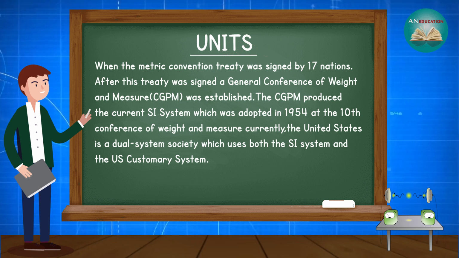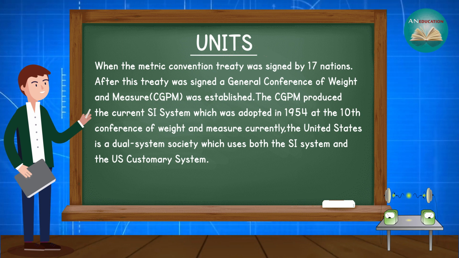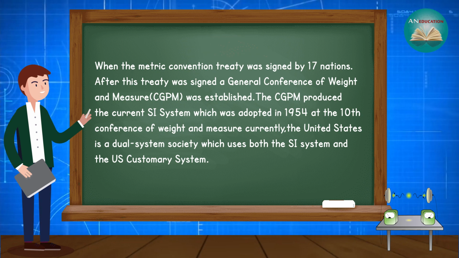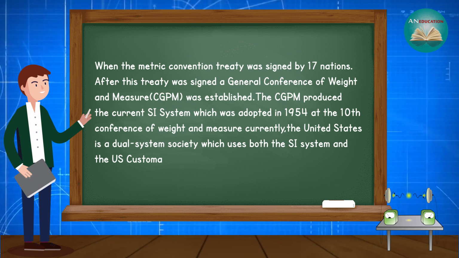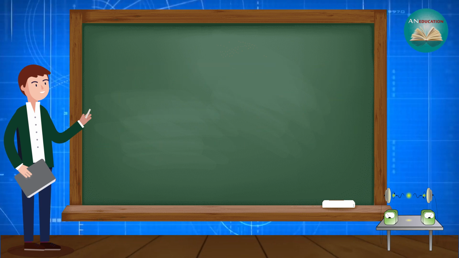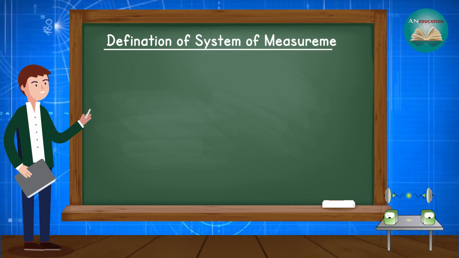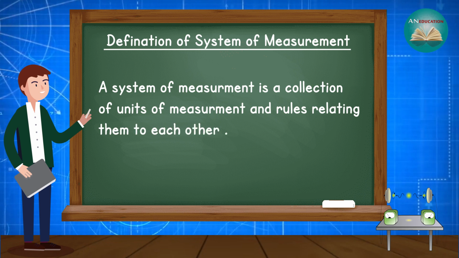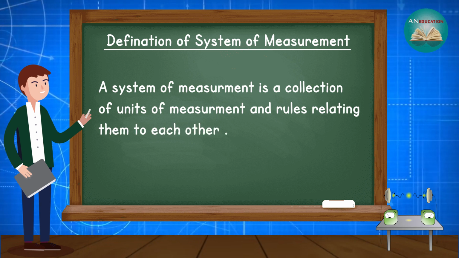Let us talk about systems of units. Before talking about systems of units, let us talk about the definition of a system of measurement. A system of measurement is a collection of units of measurement and rules relating them to each other. Let's talk about systems of units.